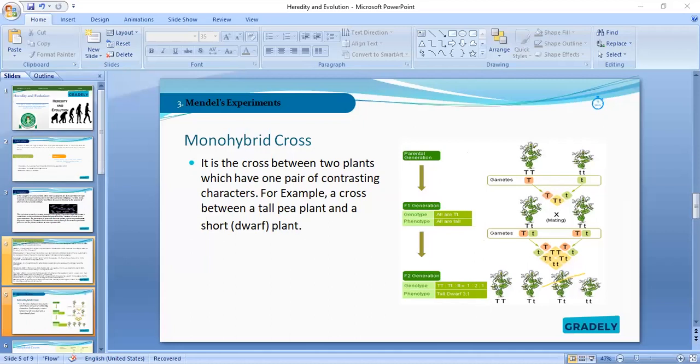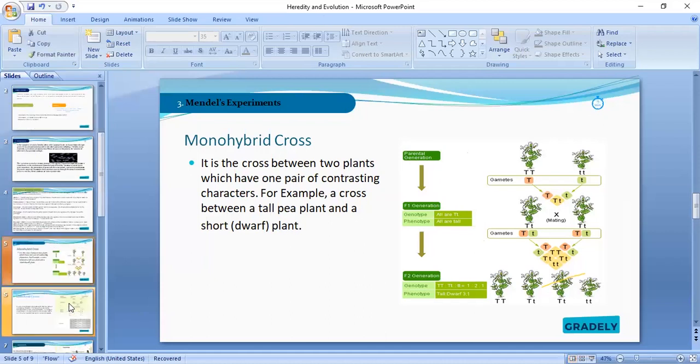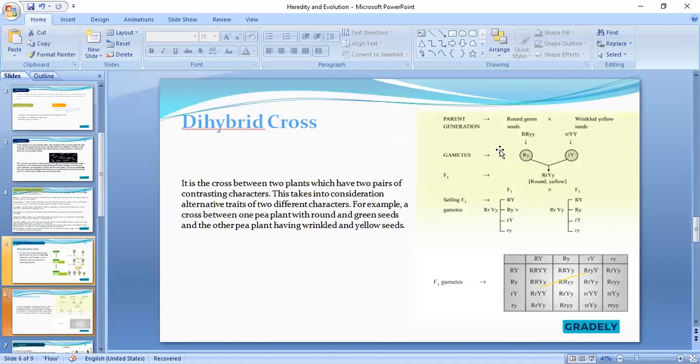Now I want to move to the hybrid cross. Now look at the hybrid cross here. We said that it is the cross between 2 plants which have 2 pairs of contrasting characters. It takes into consideration alternative traits of 2 different characters. For example, a cross between 1 pea plant with round and green seeds and another pea plant with wrinkled and yellow seed.